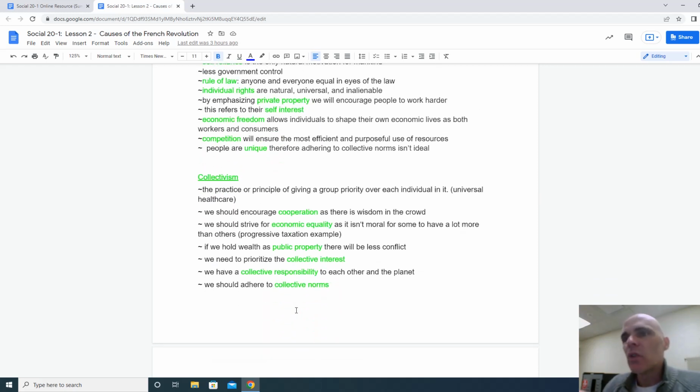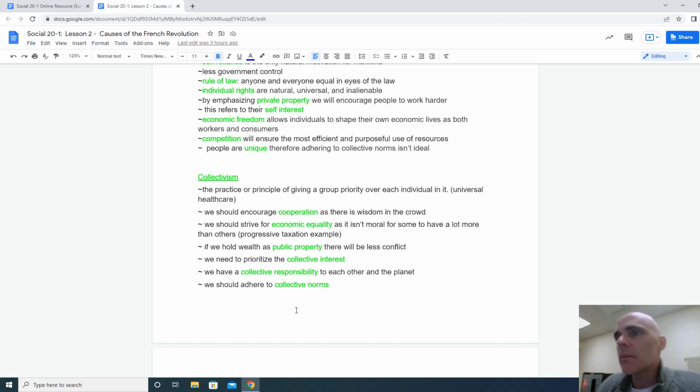Under collectivism, we should adhere to collective norms. It'll create unity. It'll create a common identity that will unite us and provide us purpose and comfort. We should acknowledge we have a collective responsibility not only to each other but to our planet. We have to prioritize that and see our collective interest. And one way to do it is to combine our wealth and hold it as public property. And as doing so, as we'll see with Rousseau, we'll have less conflict, less greed and envy.